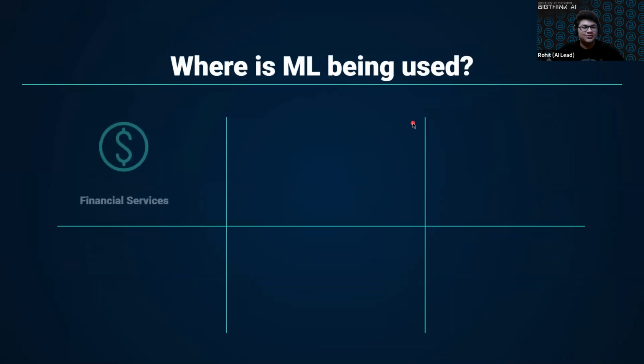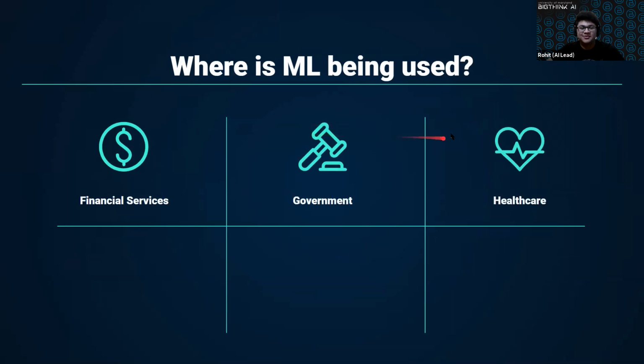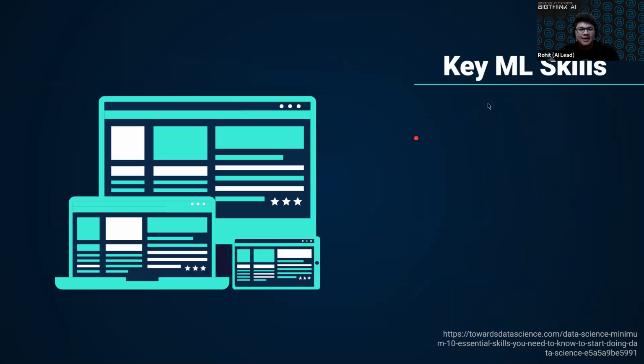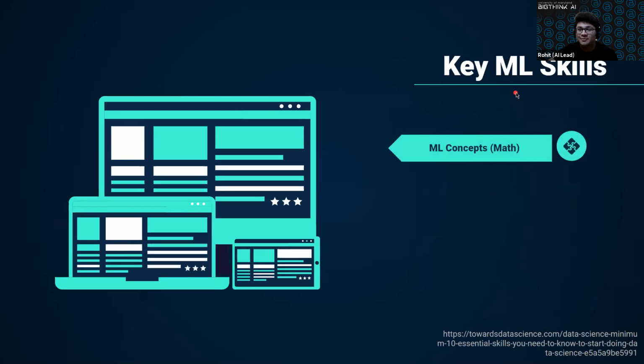Where is it being used? Some pretty common places: financial services, government, healthcare, retail, manufacturing, and transportation, to name just a few. But there's a ton more, and machine learning is all over the place. There's so many different kinds of models out there. It's going to be nuts to try to talk about them all in one meeting, but this is basically just some of the applications.